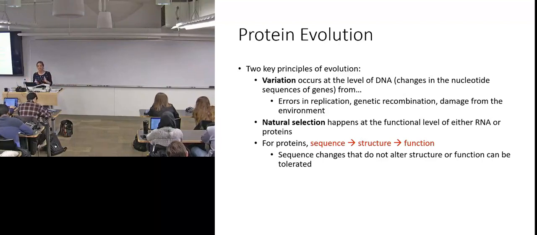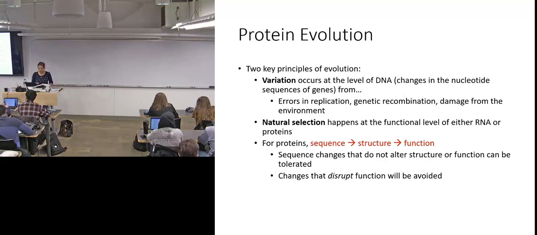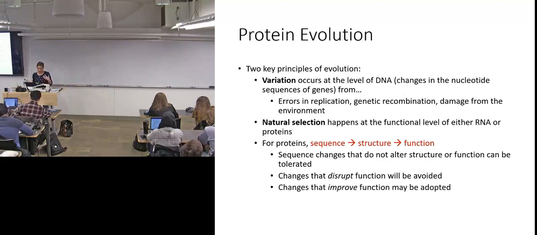So sometimes there will be sequence changes that can be totally tolerated because they don't lead to any downstream changes. There are going to be changes that disrupt function, that want to be avoided. And then there will be changes that improve function. And so this is kind of where natural selection comes in. If there's some sort of improved function downstream, then these sequence changes might be adopted evolutionarily, like as you go down the line, okay? And those substitutions will start to happen more and more frequently.